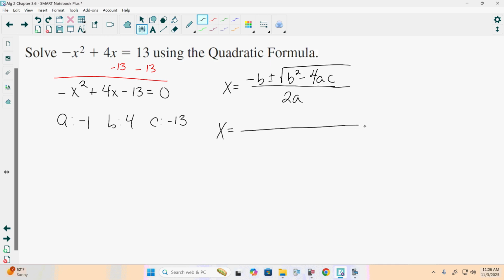So we start plugging it in, negative b, so we'd have negative, and we're going to replace b with 4. Inside the radical, b squared, so we're going to have 4 squared. Minus 4 times a, well, a is negative 1, and c is negative 13. All over 2 times a, 2 times negative 1.